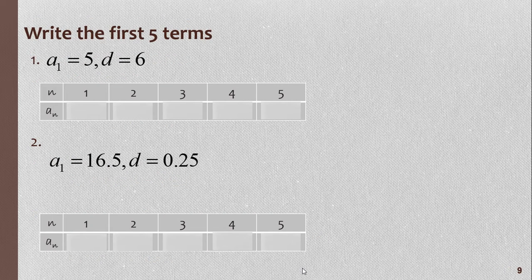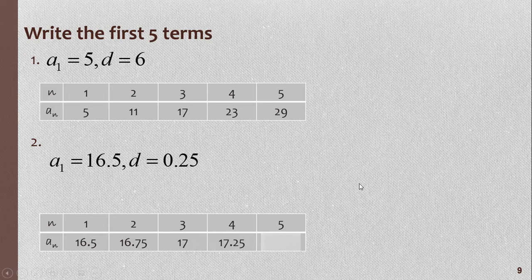All right, so a couple more that aren't too hard. Let's plug in the first 5 terms. If a is equal to 5 and my difference is 6, it's going to be 5, 11, 17, 23, 29, not too hard. Here I've got 16.5 and my difference is 0.25, so 16.5 is my first term, 16.75, 17, 17.25, 17.5, not too hard.